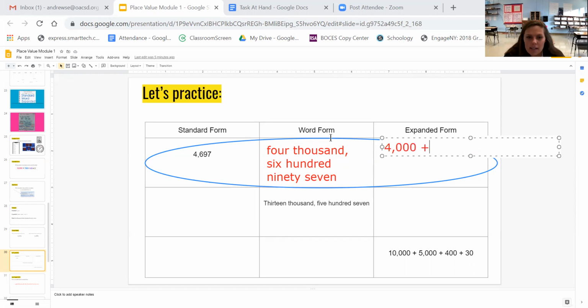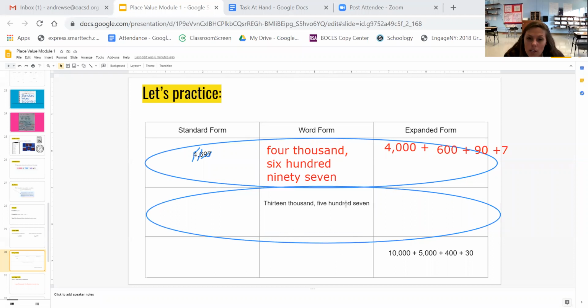So we have 4,000. I can cross it off. I already did my 4. Next, I have 600. I can cross it off. After 600, I have 90 and 7. And we can cross it off as we go. What I'd like you to do is on your whiteboard, try this next one. I already wrote it for you in word form. So you're going to have to read this number and write it in standard form and then expanded form. Pause your video and on your whiteboard, go ahead and solve this.